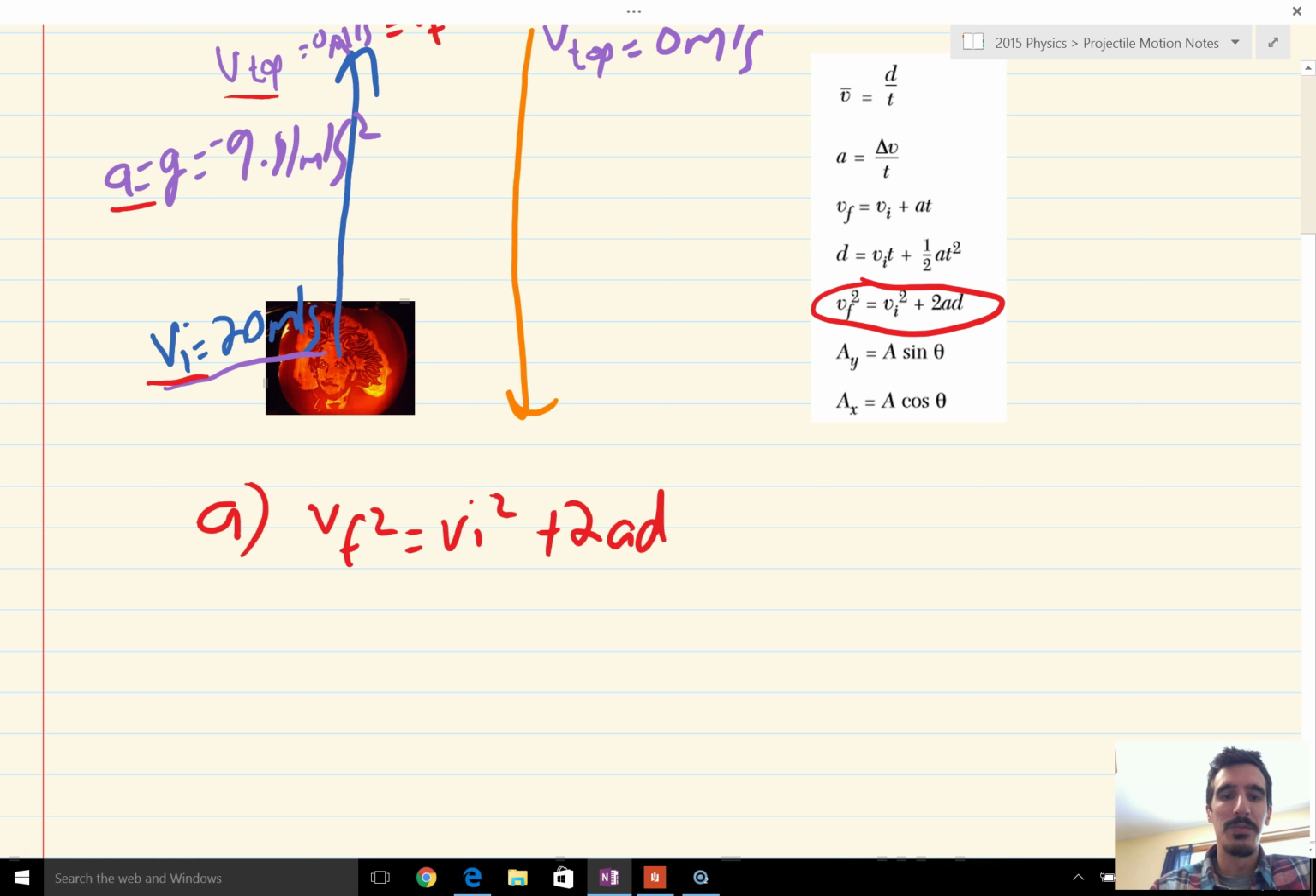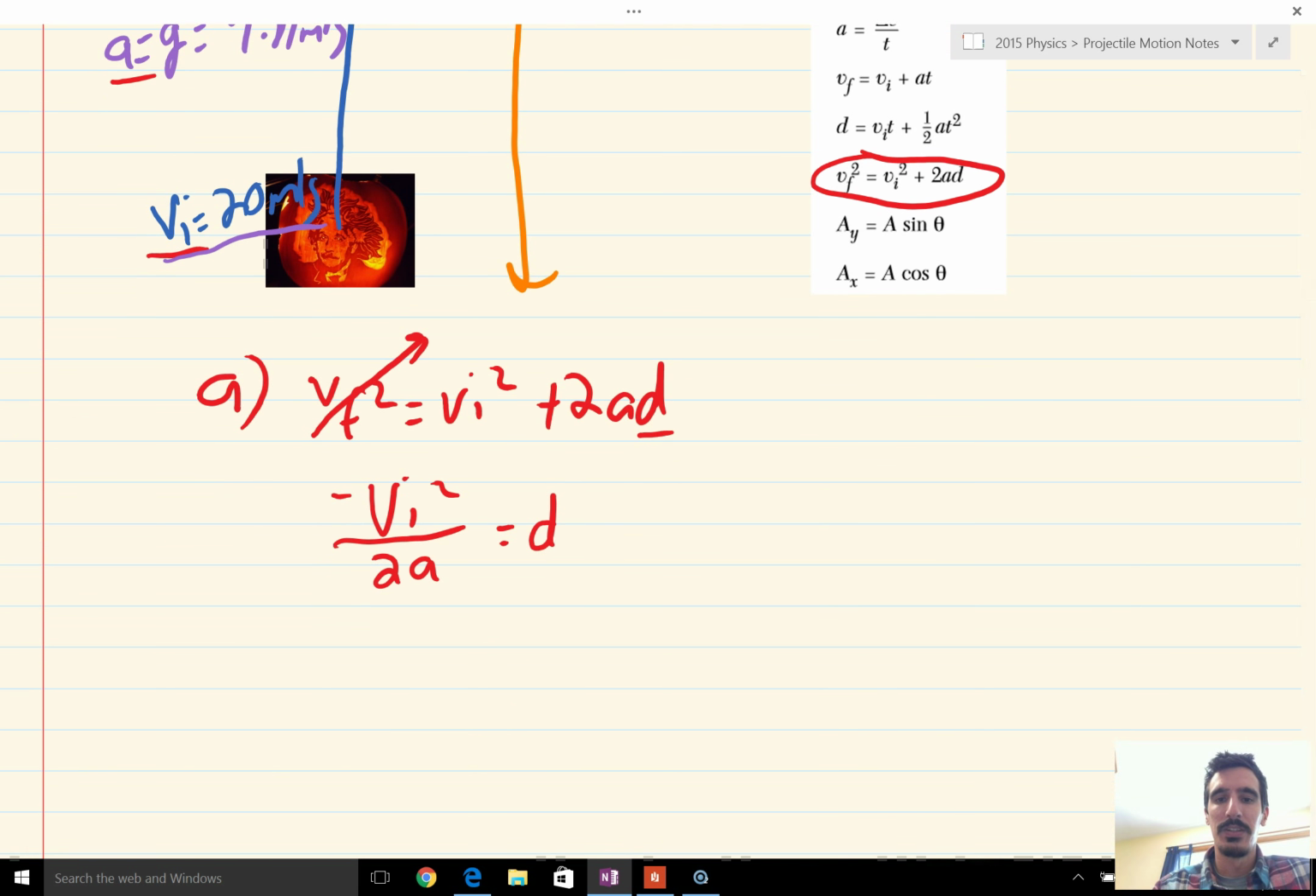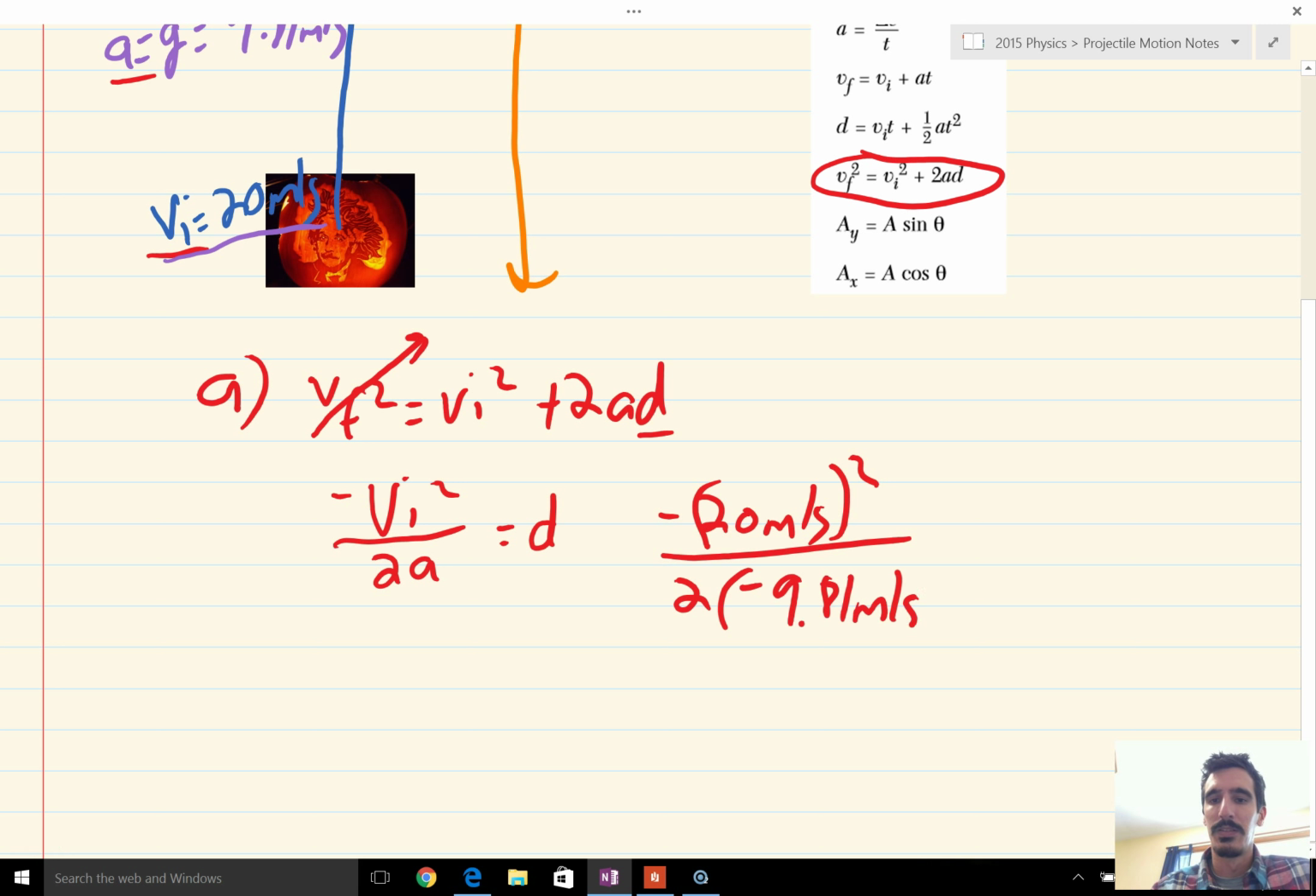Again, for the time being, the Vf is 0 since it's at the top. We're solving for d, so we have negative Vi squared over 2a is equal to d. Plug and chug, negative 20 meters per second squared over 2 times negative 9.81 meters per second squared gives us a distance of 20.4 meters.